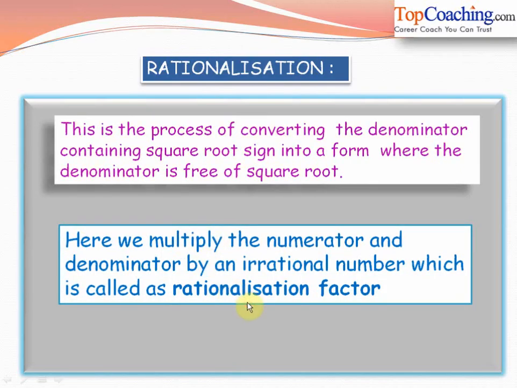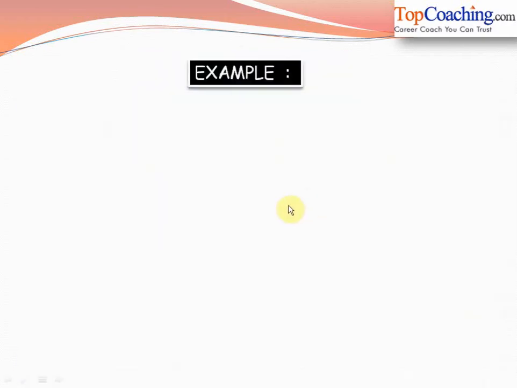Here we multiply the numerator and the denominator by an irrational number which is called the rationalization factor. In this method we multiply the numerator and denominator by the same irrational number, and this number is known as the rationalization factor. So now let's try to understand this rationalization process through an example.